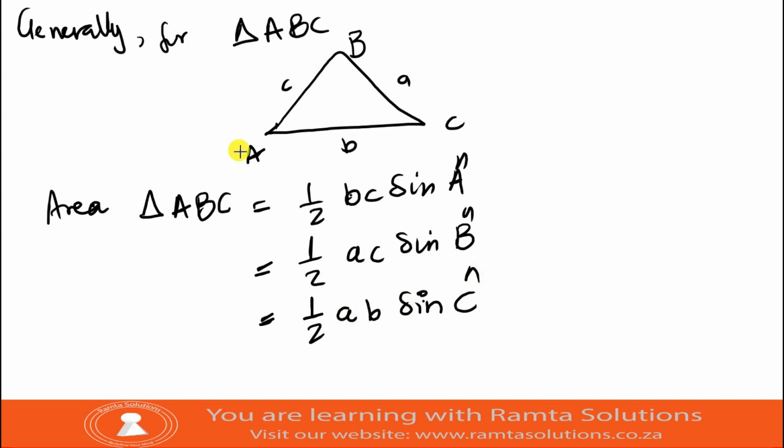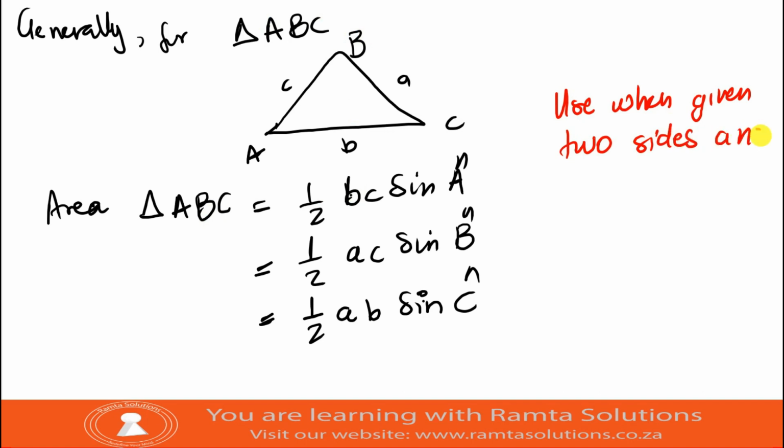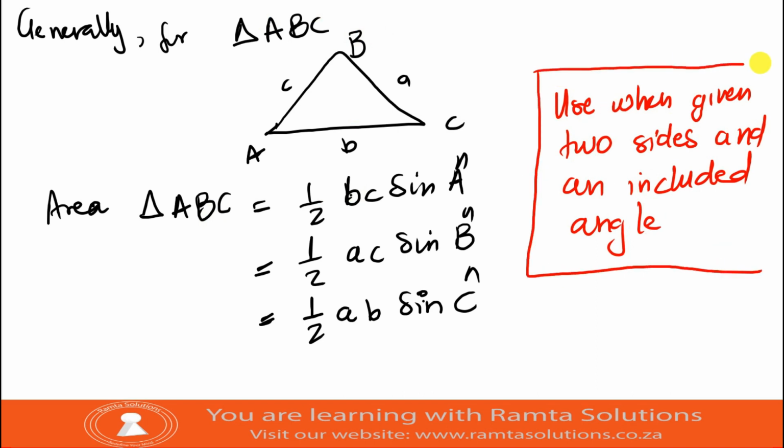Okay, so generally this is what your area rule is. Okay, so when do you use it? When do you use it? You use area rule when given two sides and an included angle. Okay, when given two sides and an included angle. When you are given two sides and an included angle, this is when you can use area rule.